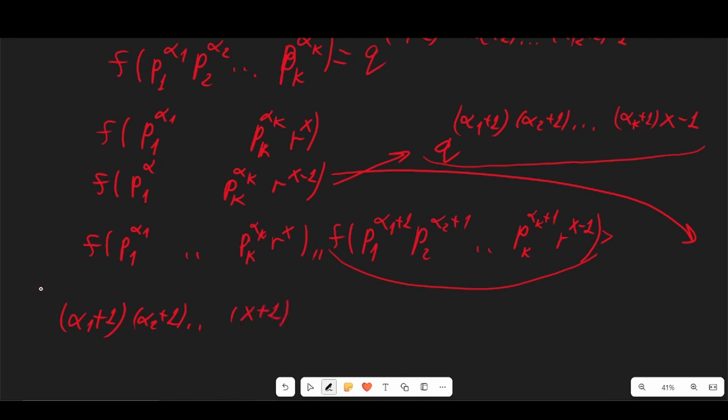And now we will show that this is less than 2 times this number. And clearly this is correct. So this would be alpha 1 plus 1 times alpha 2 plus 1. This would be x, and final minus 1. And this will be correct.